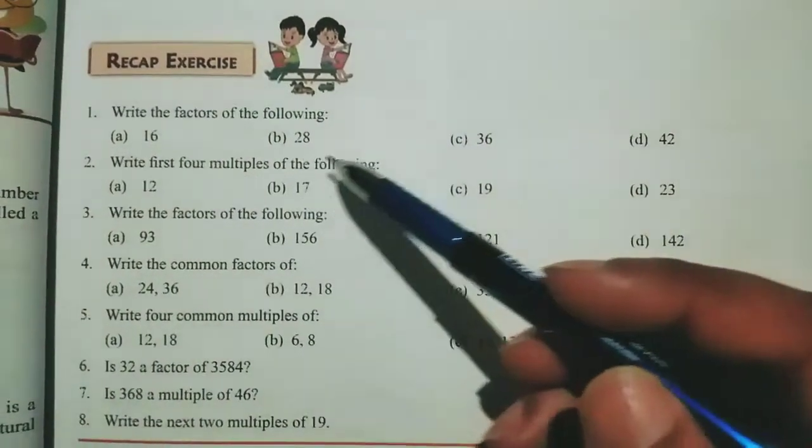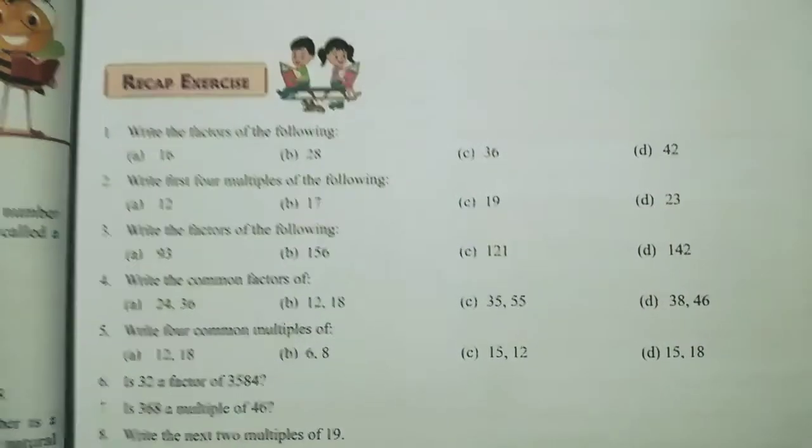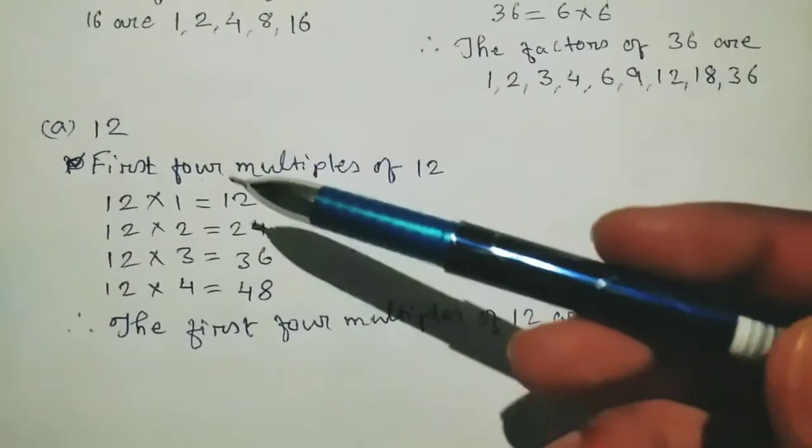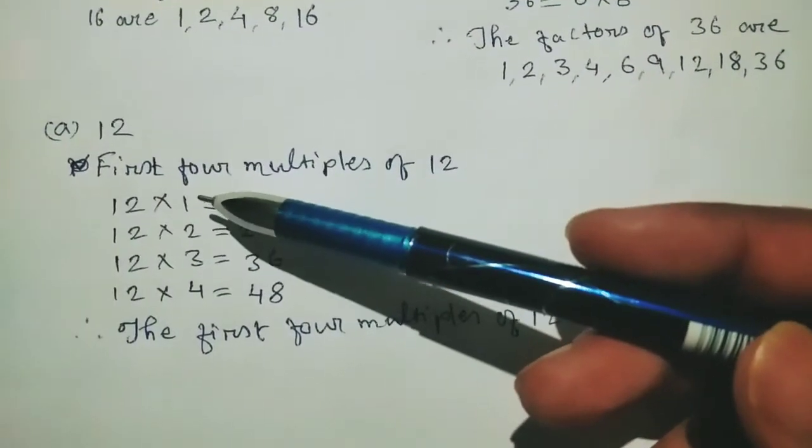Write the first 4 multiples of the following. So you have to write the first 4 multiples of these numbers. Okay students, see here, the first 4 multiples of 12 you have to write. So first 4 means you have to start with 1.